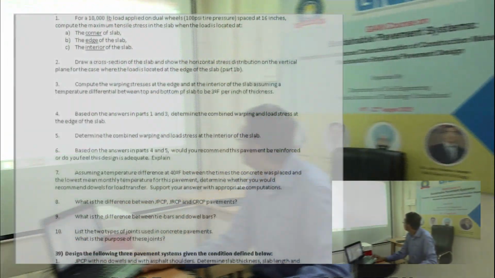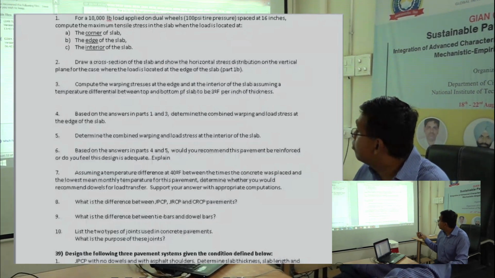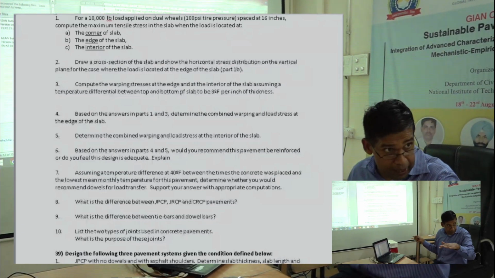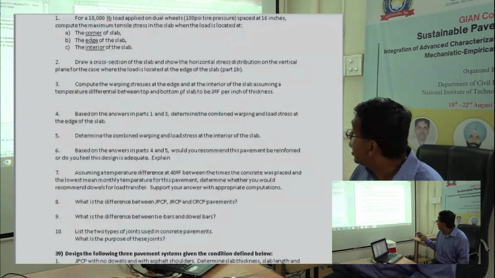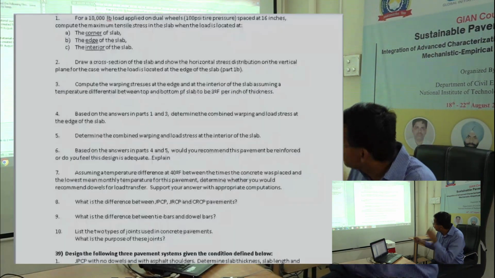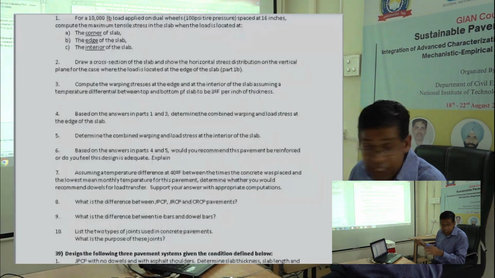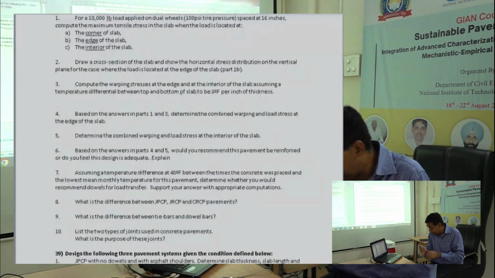What is the difference between the pavement types? JPCP has no reinforcement in it, and joints may be about 5 to 15 feet apart. JRCP has wire fabric for temperature, and you have dowel bars. And CRCP, remember I talked about it, forms cracks on its own. They can have their own cracks.